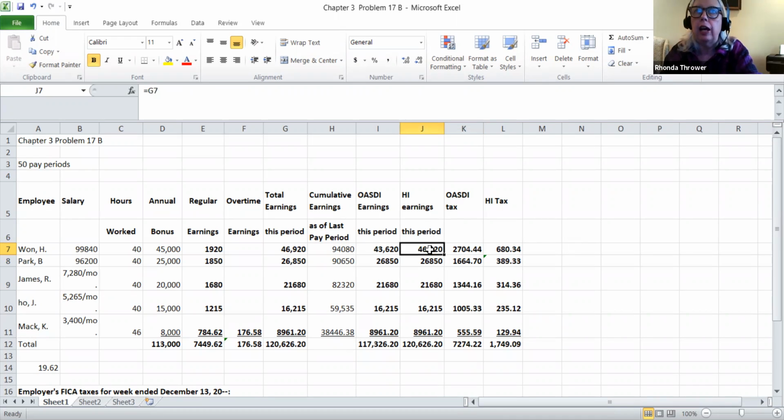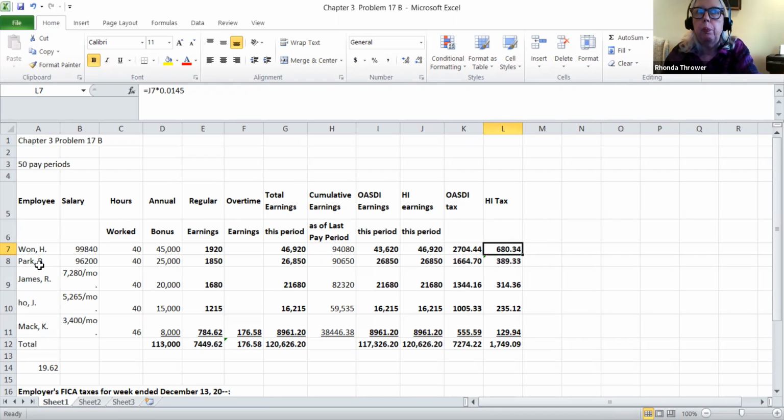Now notice the HI earnings are exactly the amount of the total earnings that were paid to this employee. And that's because there's no ceiling for HI tax. There's only a ceiling on the OASDI tax. So the entire amount of earnings was taxable for this employee at the tax rate of 1.45%. So 46,920 times 1.45% will give you $680.34.